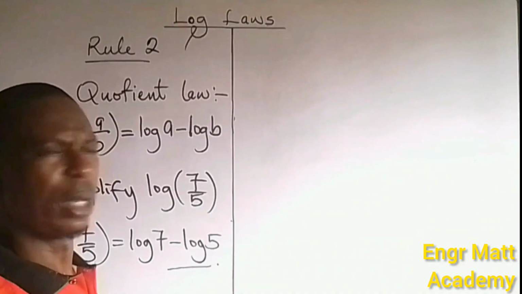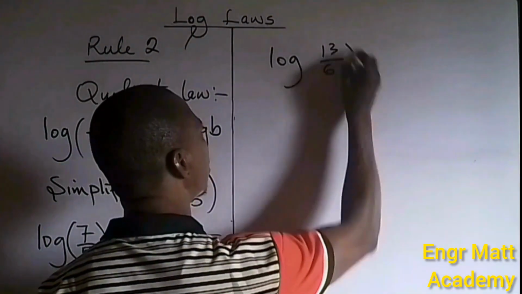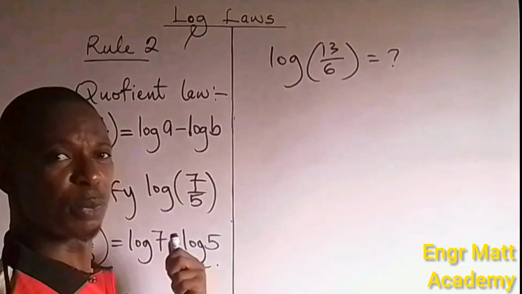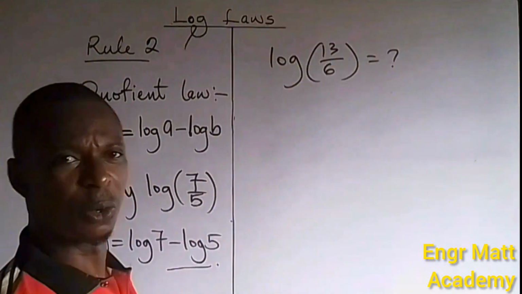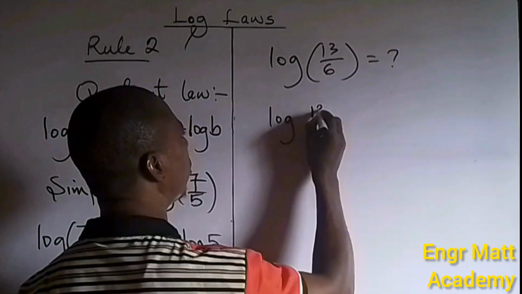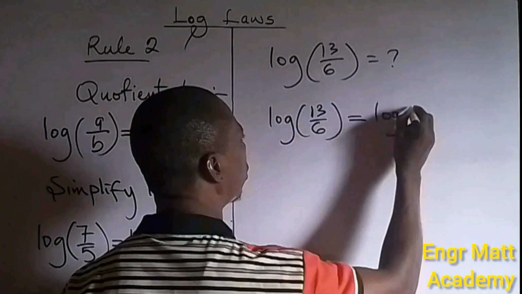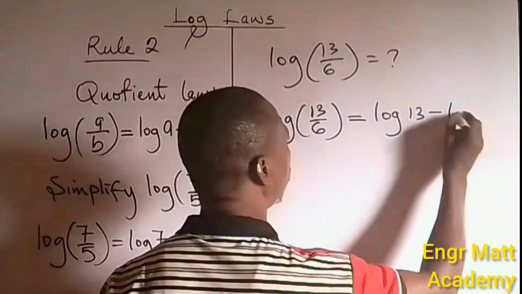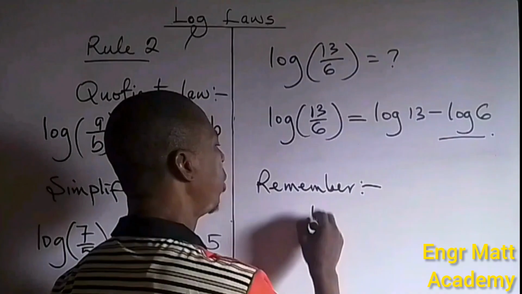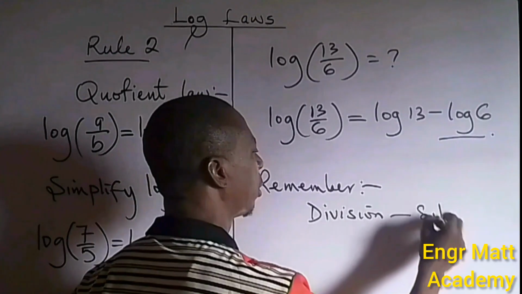What about if we have log 13 over 6? This is division, just like the previous problem. So we apply the quotient law. We say log 13 over 6 is equal to log 13 minus log 6. And that is it. Always remember, when you see division, you do what? You subtract.